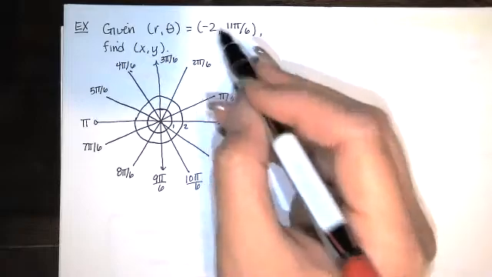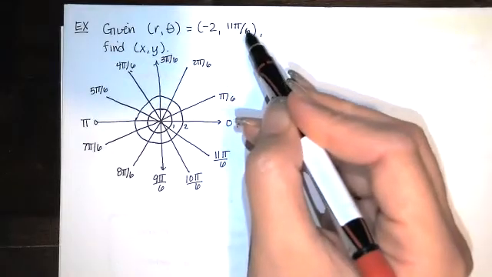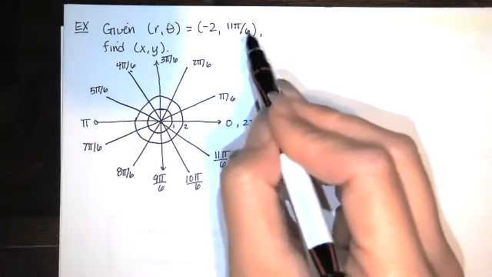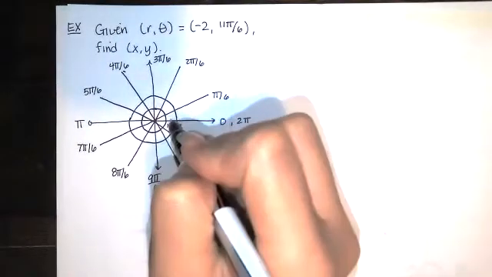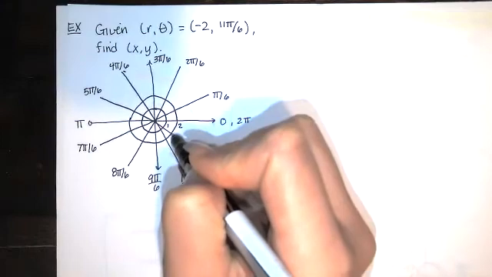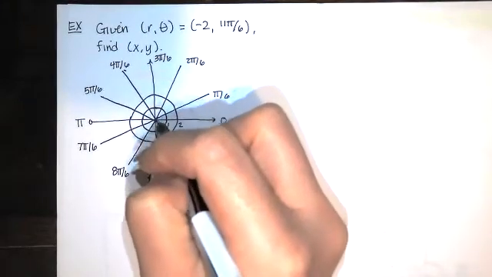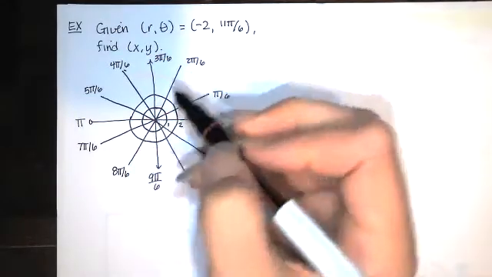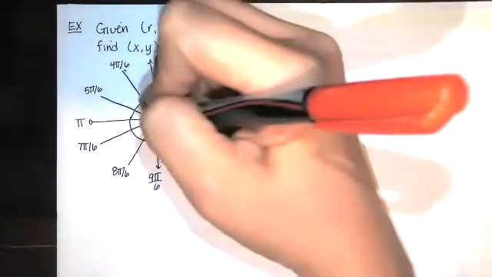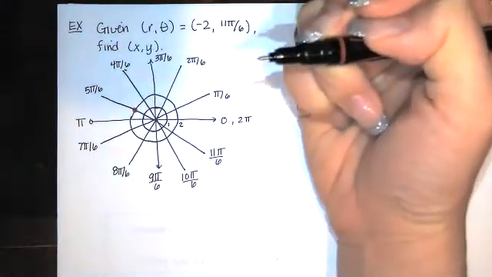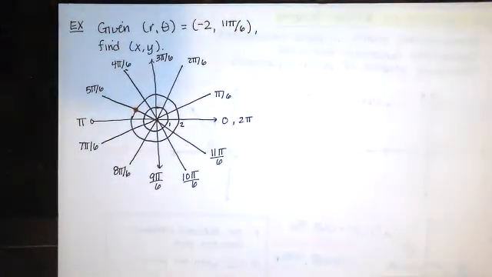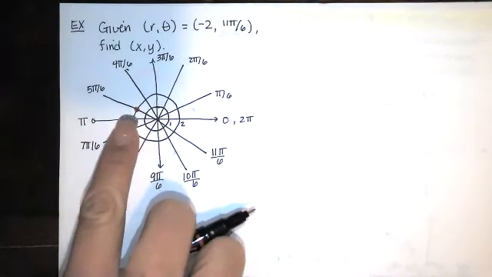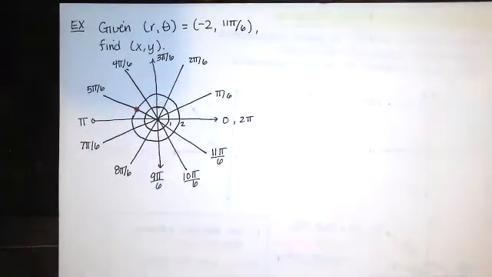Okay, so this says plot r equals -2, theta equals 11 pi over 6. So the first thing we do is go to 11 pi over 6. That's here. If r was equal to 2, I would go 1, 2 units out from the origin in this direction, in the direction of pi over 6. But since r is -2, rather than going this way, I go this way. I go backwards 1 and backwards 2. So we're right there. The question is, what is the xy pair that corresponds to that location?